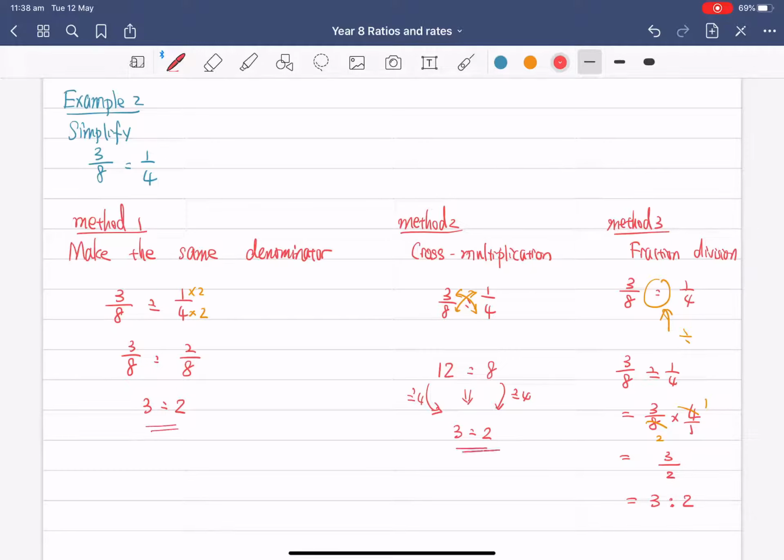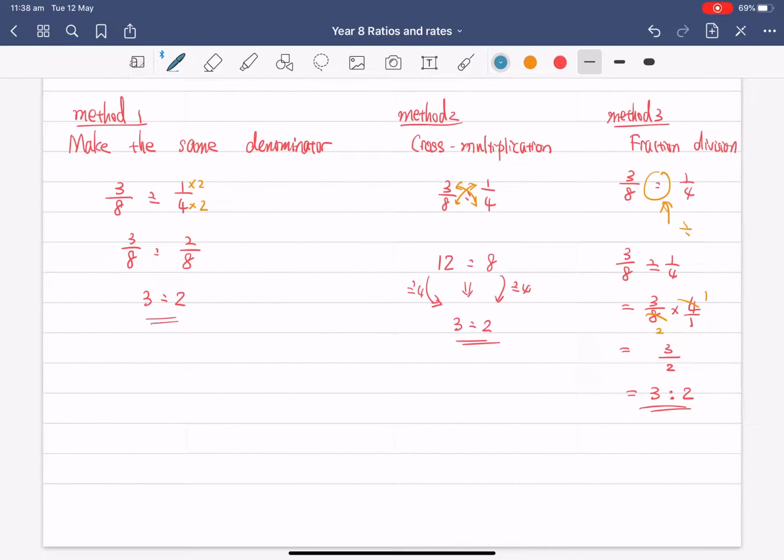So as you can see here, there are 3 different ways to simplify ratios with fractions. It's up to you which way you like to do, but remember, any of the methods here works. Just remember how to simplify it properly. Make sure your final answer is in the simplest form.